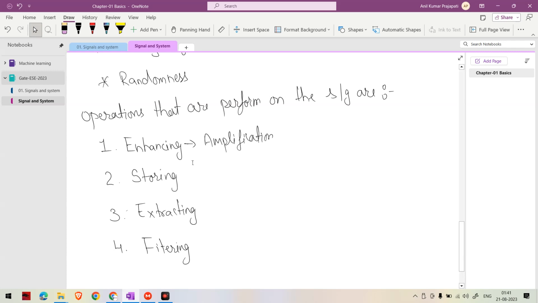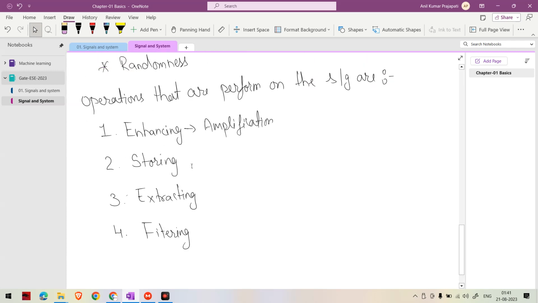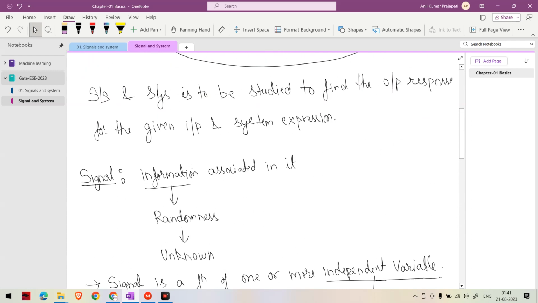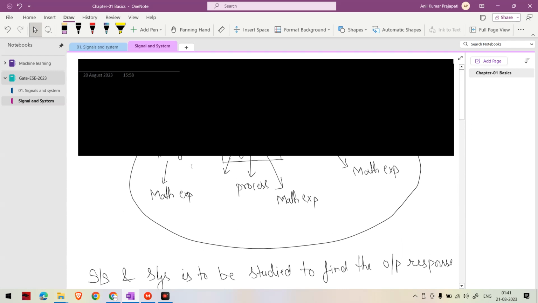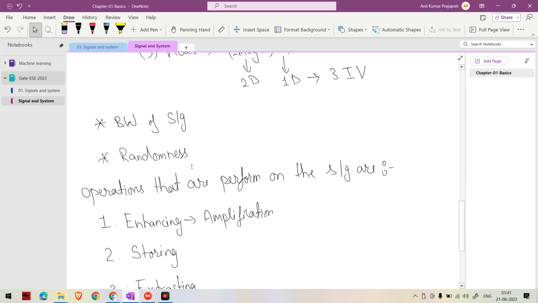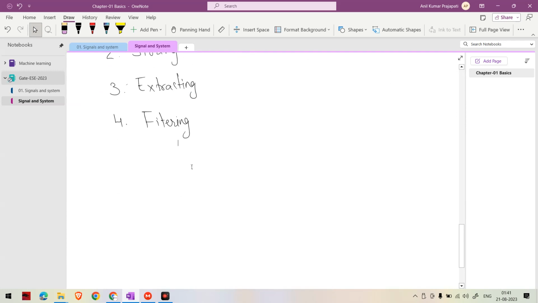So these are basically the operations. I hope you understand the basic idea of why we are studying this subject, signals and systems, what a signal is, and what the different operations are that we can perform on a signal. Now let's see the different types of signals. So the next topic is types of signals.